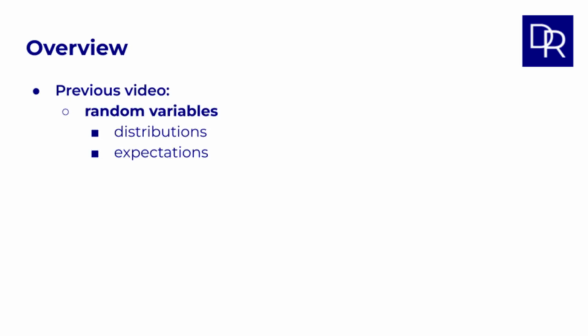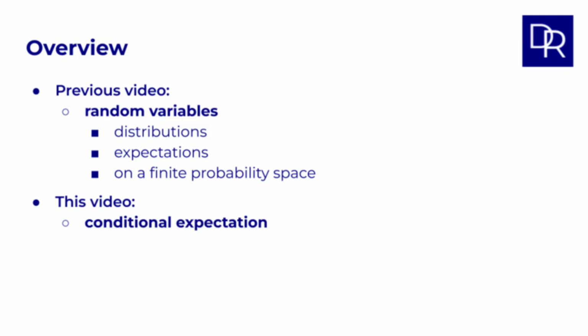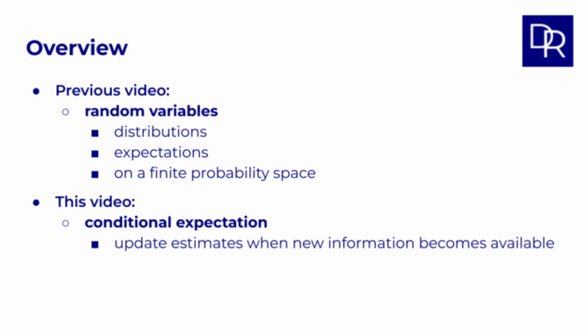In the previous video, we defined random variables, their distributions and expectations, all based on a finite probability space. Now, in this video, we'll introduce another powerful concept, conditional expectation, how to update our estimates when new information becomes available. In this video, we'll look at conditional expectation in the context of the binomial pricing model, which we looked at in detail earlier in this series.